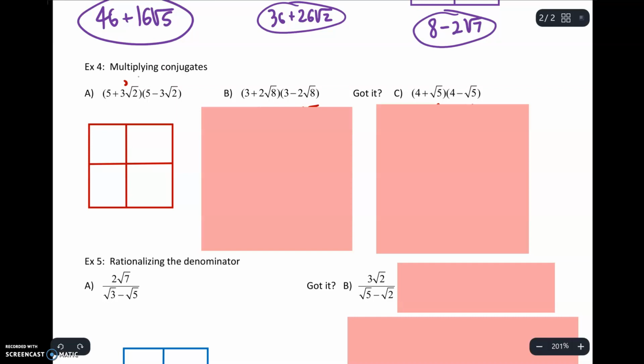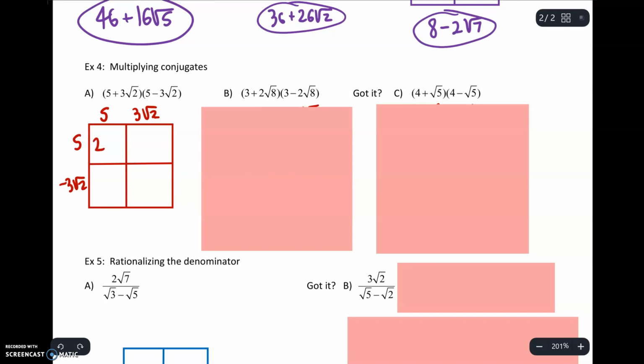We're going to be able to use this kind of a concept to lead us towards our last example if I ever want to what we call rationalize another denominator. But again, first on this question, just make sure we can take the same approach as before. 5, 3 rad 2, write that across the top. 5, negative 3 rad 2, writing that down the side.